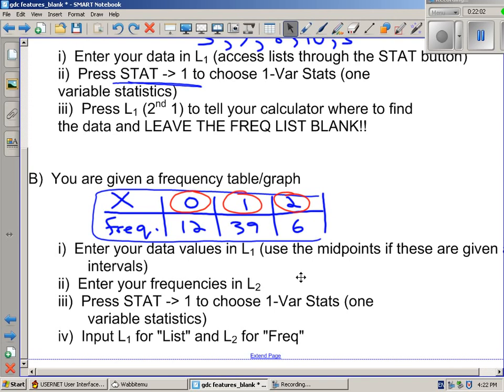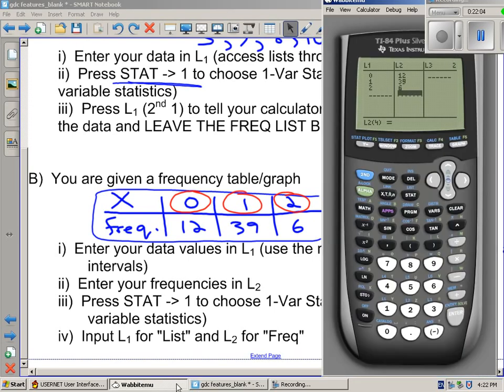Okay, now we've got our frequencies in list 2. I'm going to quit, second mode. I'm going to go again to one variable statistics and tell it that we've got our values in list 1, and in list 2, that's where we have our frequencies. And now it'll go ahead and calculate. It gives us a mean of 0.895, standard deviation of 0.552, etc. It gives us all the relevant information.